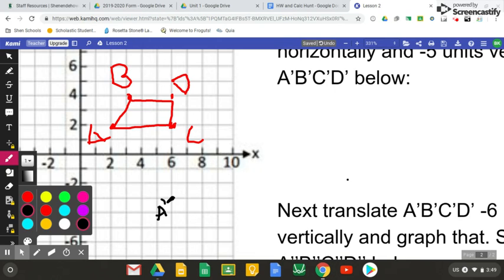So now I do the same thing at B. Go over 1, 2, 3, 4, down 1, 2, 3, 4, 5. Call that B prime. I can do D. Go over 1, 2, 3, 4, down 1, 2, 3, 4, 5. Right there, D prime. Then I got C prime, which is going to be over 1, 2, 3, 4, down 1, 2, 3, 4, 5. C prime right here. And then again, I'm going to connect my shape. There we go. So there's my shape.